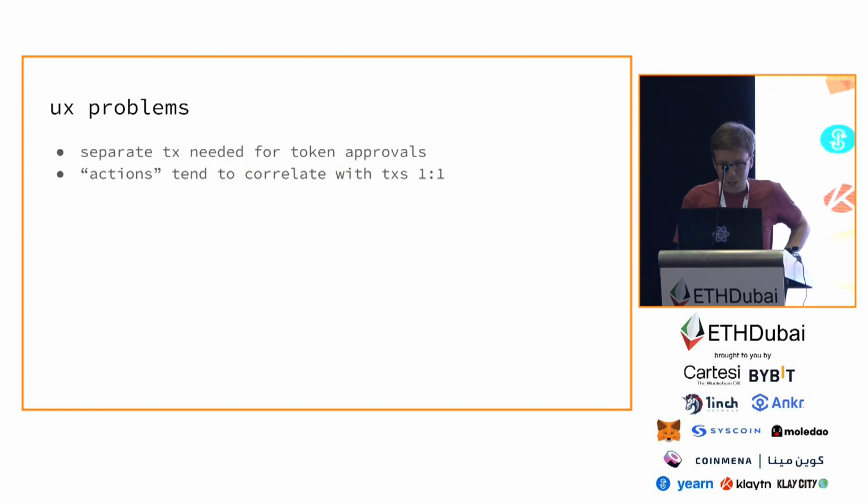So, and more generally, actions on Ethereum tend to be one-to-one correlated with transactions underlying. And to some extent, that's just a problem with contract design, but it is also in a significant part just a consequence of how the EVM is designed today.